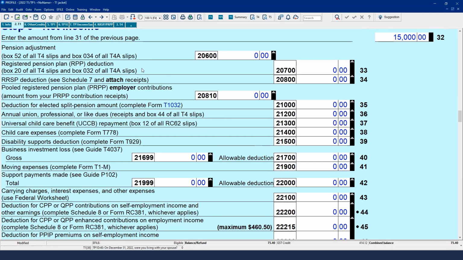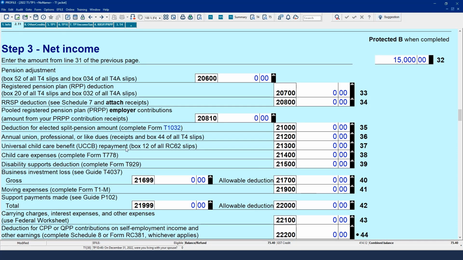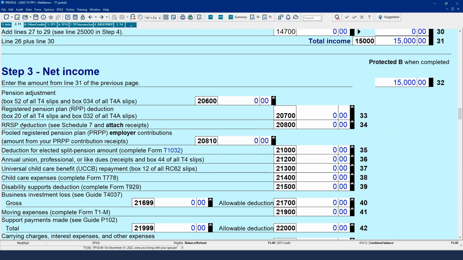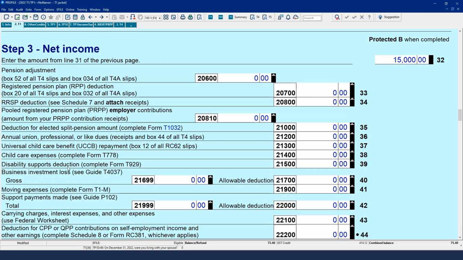And then I've got elements that reduce my total income to give me my net income. And most of the benefits or credits provided by the government are usually calculated based on the net income. So that net income line is very important. Your RSP, the biggest one here is your RSP deduction. You've got your childcare expenses federally. You've got your disability support deduction.